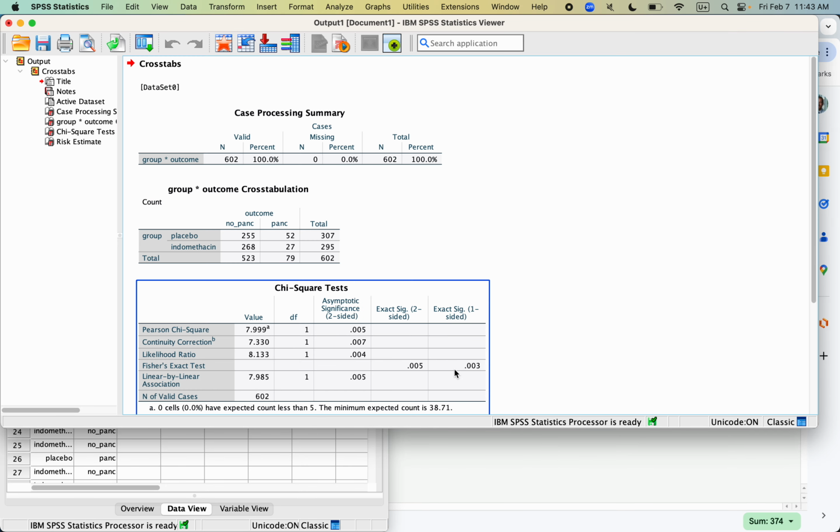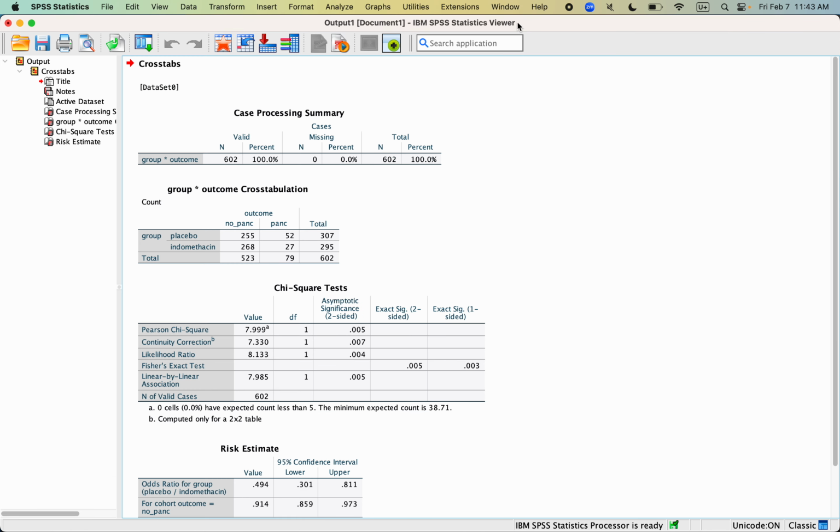And then we're greeted here with this output window. OK, what the top is telling us is that we don't have any missing values. That's good. We get our cross tabulation. So this is your 2x2 table. It's set up a little differently than I would like it set up, but that's okay. We can still use this. We get the same statistics.